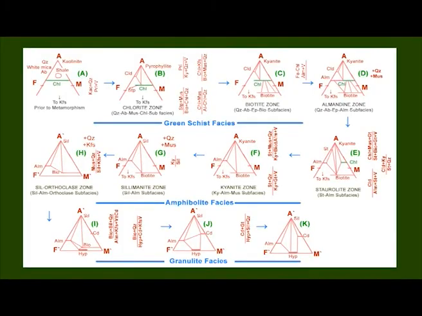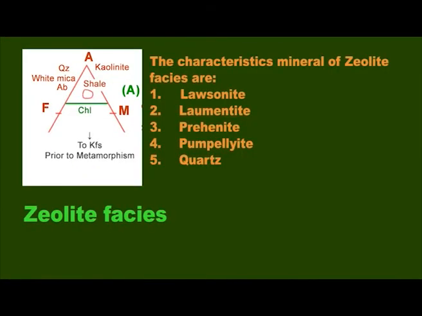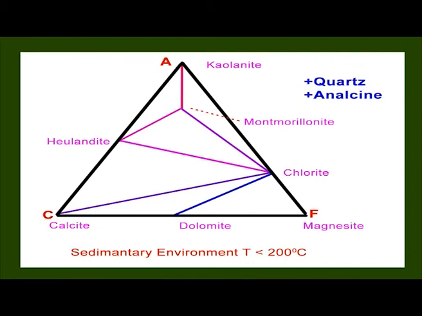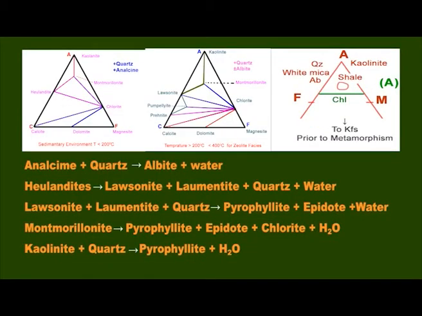The characteristic minerals of zeolite facies are laumontite, lawsonite, prehnite, pumpellyite, and quartz. No chemical reaction takes place. Figure 1: sedimentary environment, temperature less than 200 degrees centigrade. Characteristic minerals of zeolite facies, important reactions.